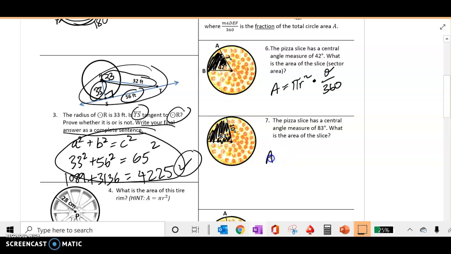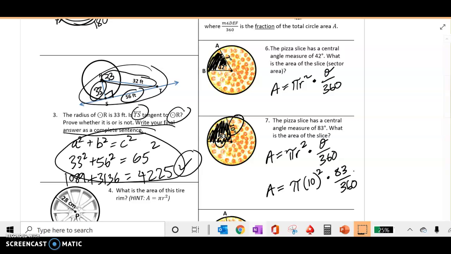Okay, so I'm going to do area of a circle, which is pi r squared, but I only want that certain sector, which is going to be the angle over 360. Okay, I can see that the radius is 10 and the angle is 83 degrees, so I'm going to plug those in. So pi times 10 squared, 10 is the radius, times 83 over 360.